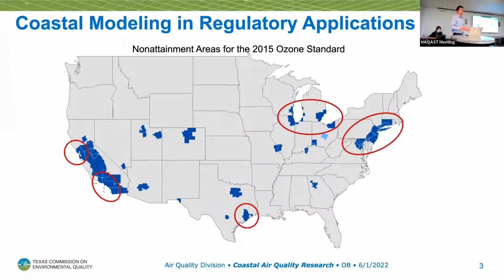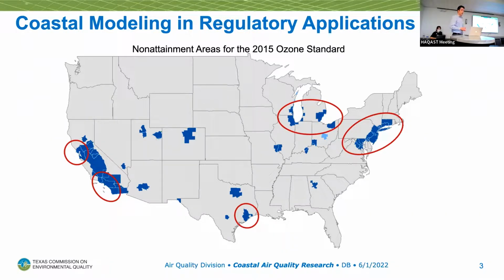There are a lot of non-attainment areas in coastal areas as well, so this isn't just a Gulf Coast issue. These are the non-attainment areas for the 2015 ozone standard. There are a lot of them in these coastal areas that have similar challenges, especially when we're talking about modeling them. It's also important in terms of the regulatory aspect, and EPA has noted the challenges, especially in the meteorological aspect of it.